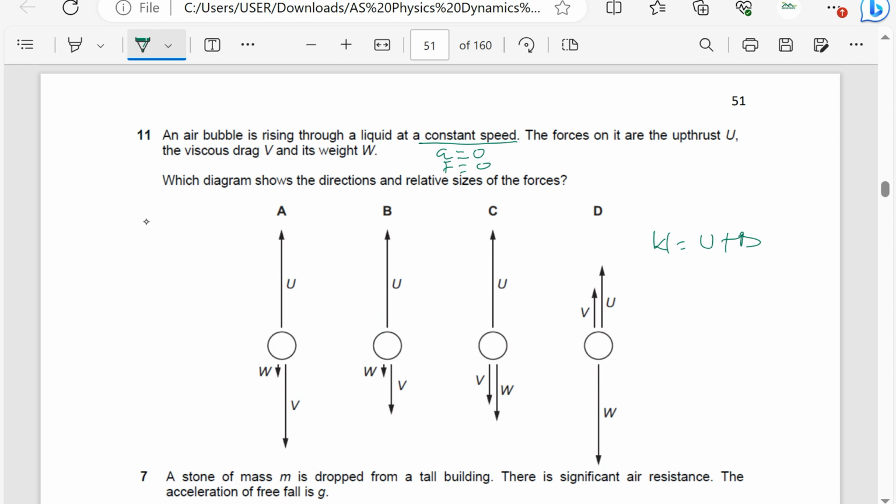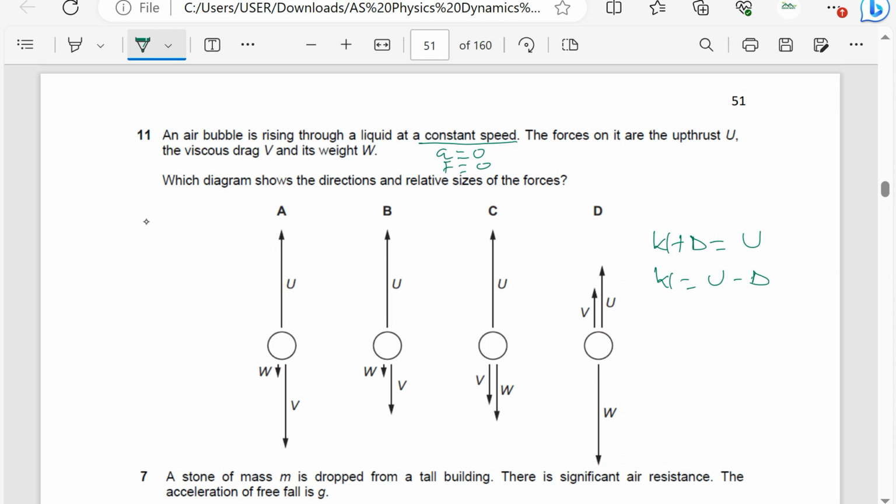An air bubble is raising through a liquid at constant speed. So the weight is downwards. The viscous drag must be downwards. So let me add the viscous drag downwards. So the weight plus, because it is raising, the viscous drag is like friction, so it must be in the opposite direction. So the weight plus the viscous drag must be equal to the upthrust. So it means to find the weight, we get the upthrust minus the viscous drag.